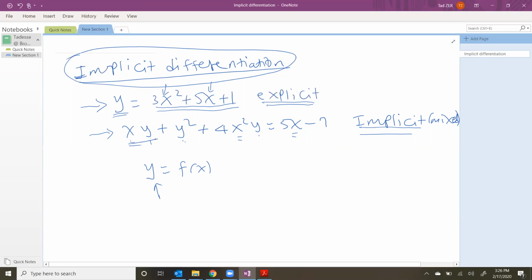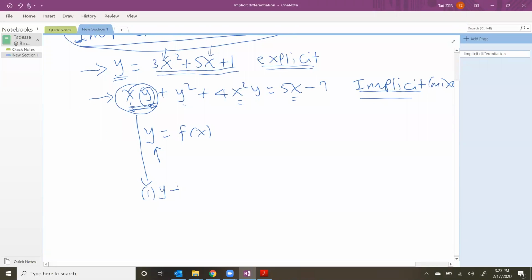For example, if you ask me, what is the derivative of x times y? Then my answer will be, this is x times another function f of x, or y. So in that case, I have to use the product rule. What is the derivative of x? 1 times y plus x times the derivative of y. Because we don't know what the expression for y looks like, I'll just write the notation. The derivative of y is y prime. Or, because y prime is dy by dx, you can use either of the two notations. Okay, good. So I'm done with the first part.